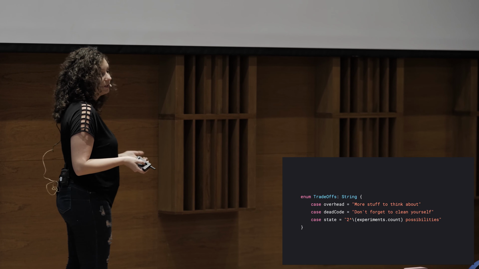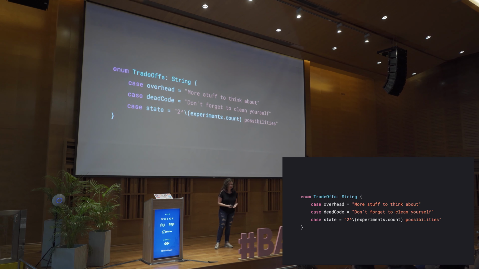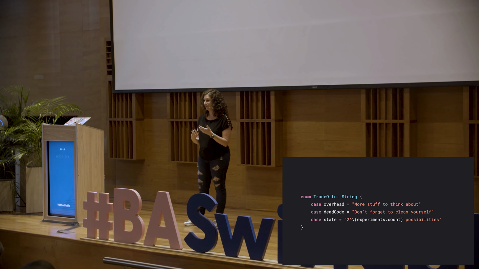There is also the problem of state. If you have a lot of experiments, you can have a lot of possibilities of things on or off, and it's hard to know exactly how they will interact with each other. So something is not working, and it might be happening because of interactions between experiments that you did not test and did not anticipate at all.